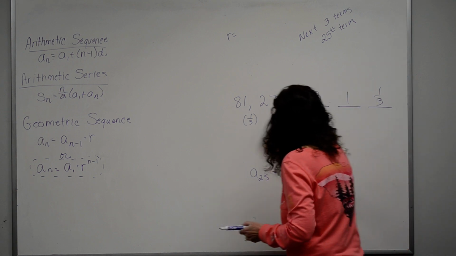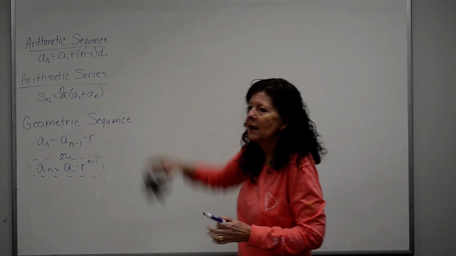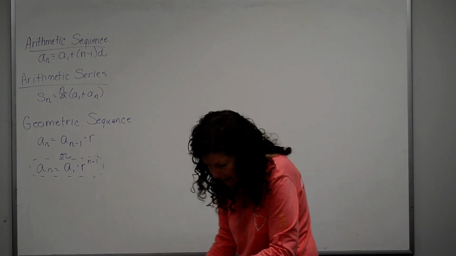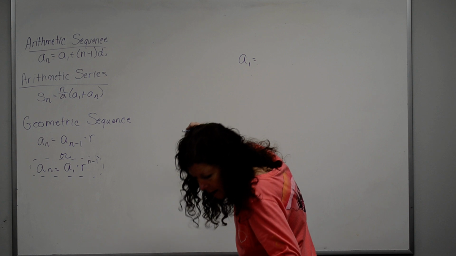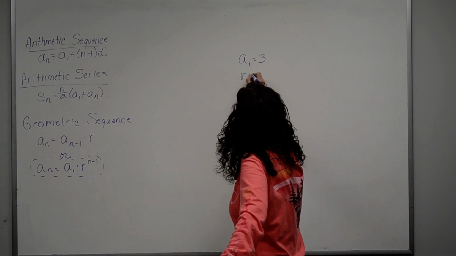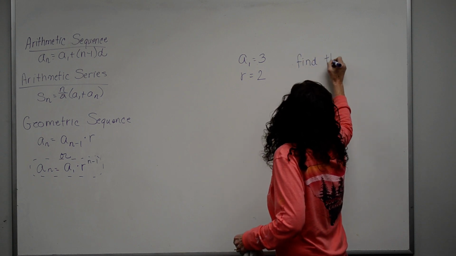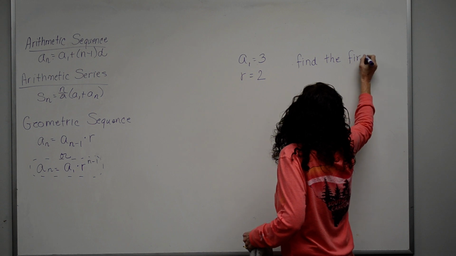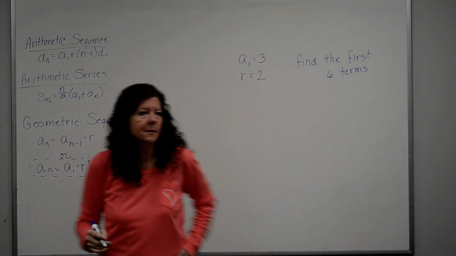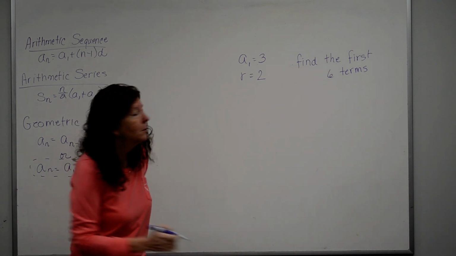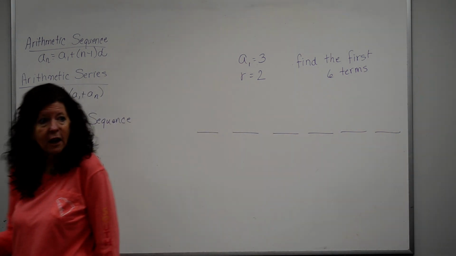Now, of course, they're going to make you use this in various ways, just like they did with the arithmetic sequence. So let's say that I have a geometric sequence where a sub 1 is 3 and r equals 2, and they say find the first 6 terms. What are you going to do? First thing I would do is make my blanks, because that way I'll know I did enough.